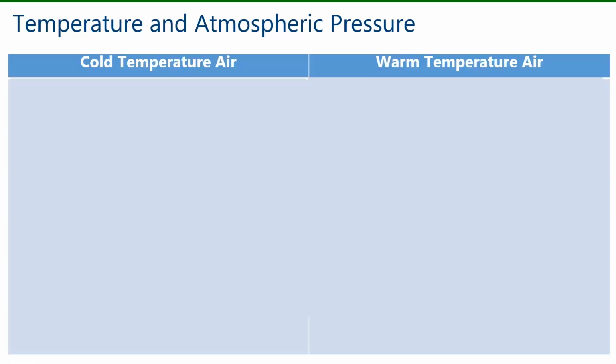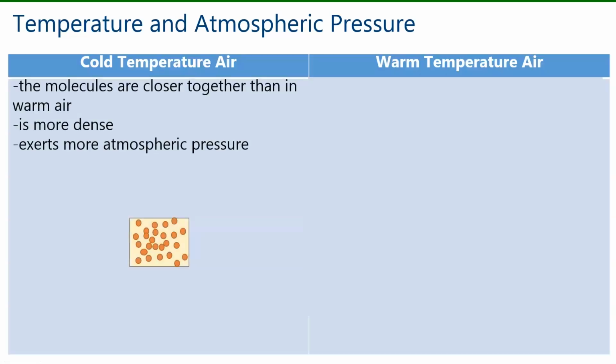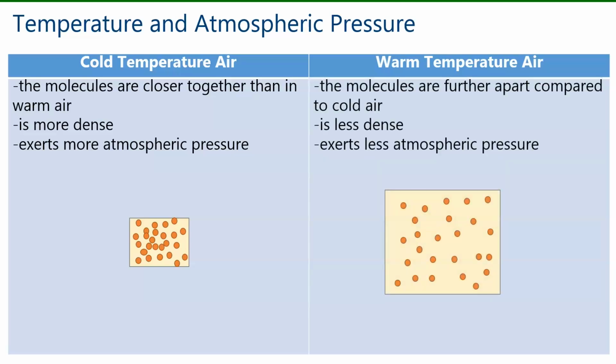So to recap, when we look at cold temperature air, the molecules are closer together than in warm air, it is more dense, and it exerts more atmospheric pressure. When we look at warm temperature air, the molecules are further apart compared to cold air, the air is less dense, and it exerts less atmospheric pressure. The diagrams side by side show that in cold temperature air, the molecules are closer together, and in warm temperature air, the molecules are further apart.